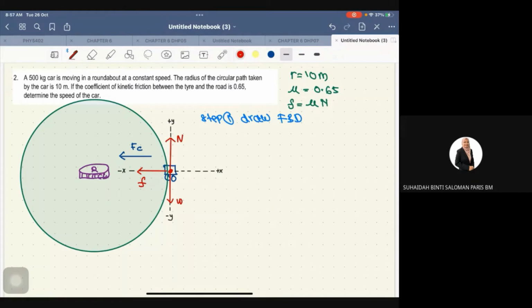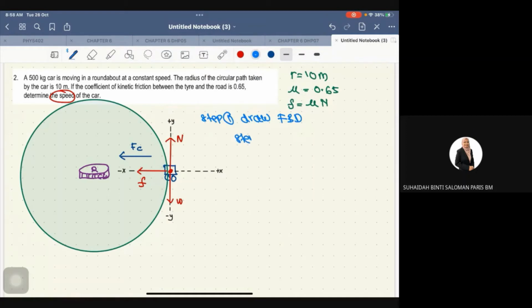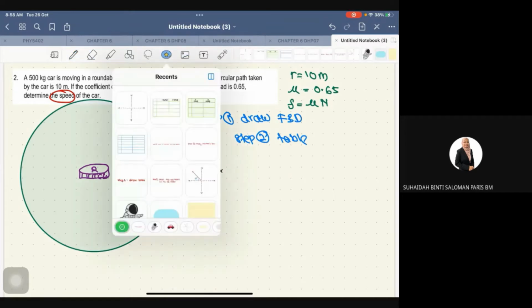Kemudian awak akan apply the second step in order to calculate, so awak kira the speed of the car. Okay, so the second step adalah table and fill in. Okay, sebab you dah complete draw the FBD, so kita masukkan table pula.